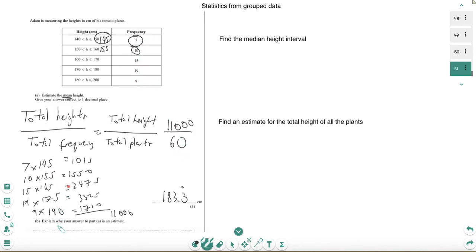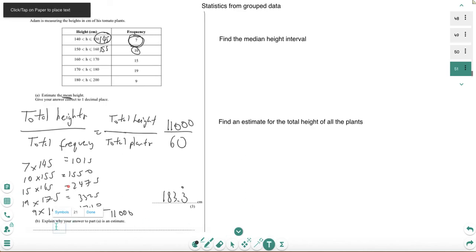Now, explain why your answer to part A is an estimate. Well, why is it an estimate? Because we assumed that there are 7 plants which are 145 centimeters. But these plants could have been anywhere between 140 to 150. We're just assuming we've chosen 145 as the height to help us find the mean.